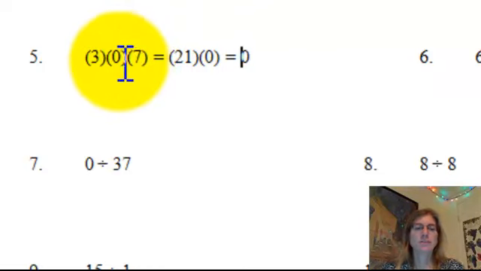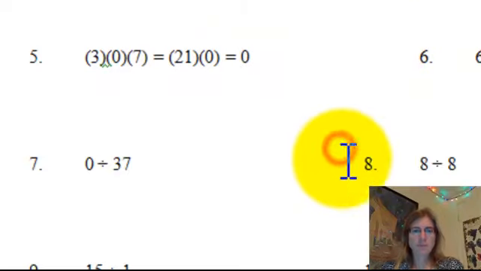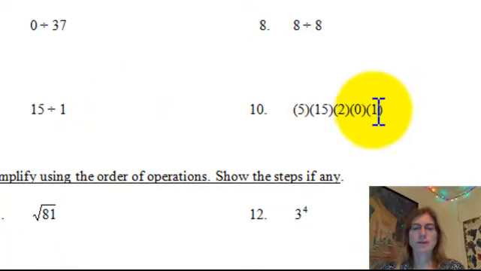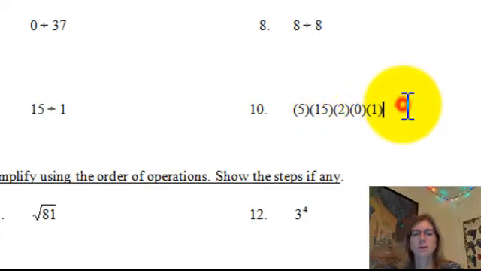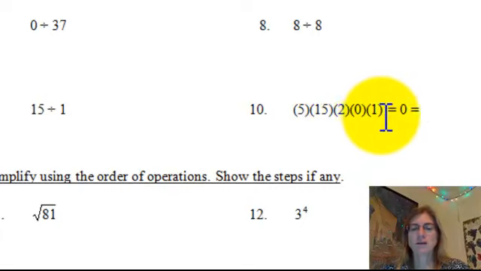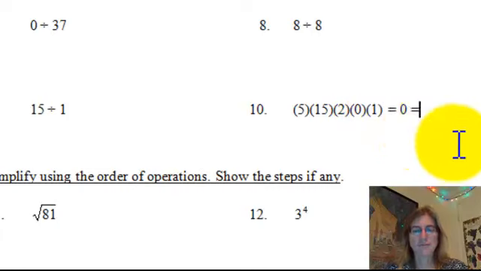It doesn't matter if it's a series of numbers, and of course that is the same for this one down here, number 10. It doesn't matter how many of these other numbers there are, the minute you multiply by 0, it becomes 0. So it is 0. And how do we prove that? If we actually did the other multiplication, 5 times 2 is 10, times 15 is 150, times 1 is 150.